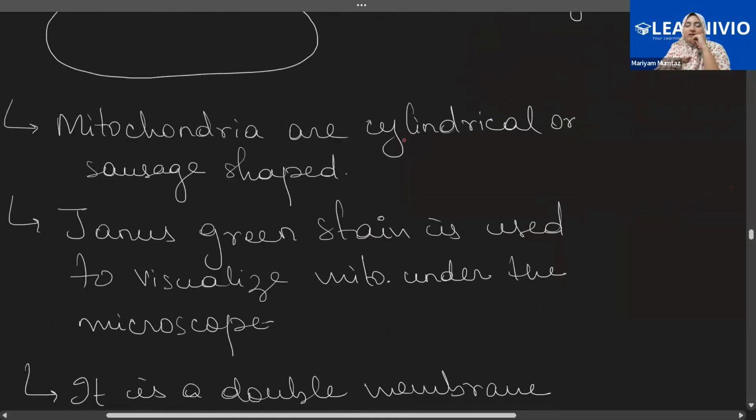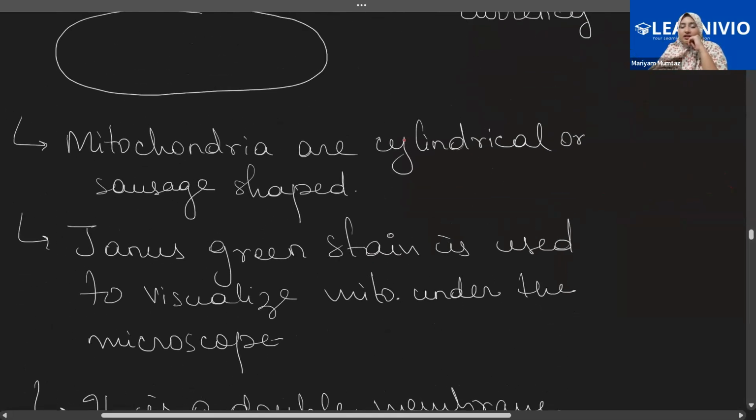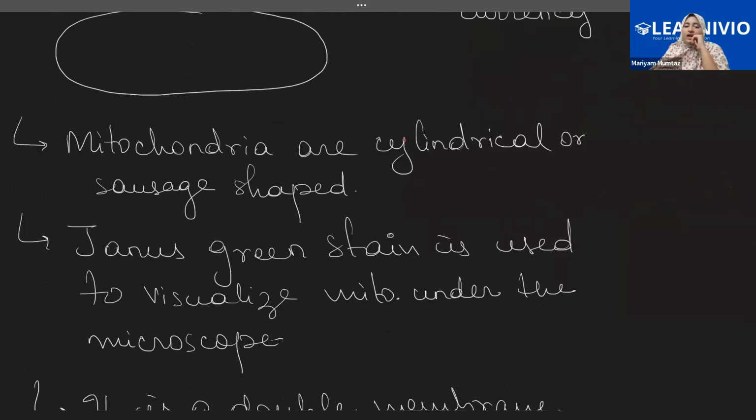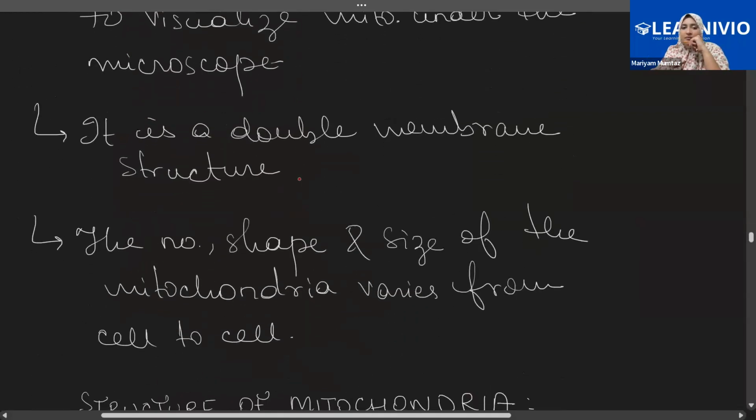Now, talking about the mitochondria, it is usually cylindrical in shape or sort of sausage shaped cell organelle. And just like how we use different stains to color different kinds of cells, for mitochondria the stain that we use is Janus green. We use Janus green stain to visualize it under the microscope. Now, mitochondria is a double membrane structure. It has two membranes. One is the outer membrane and one is the inner membrane.